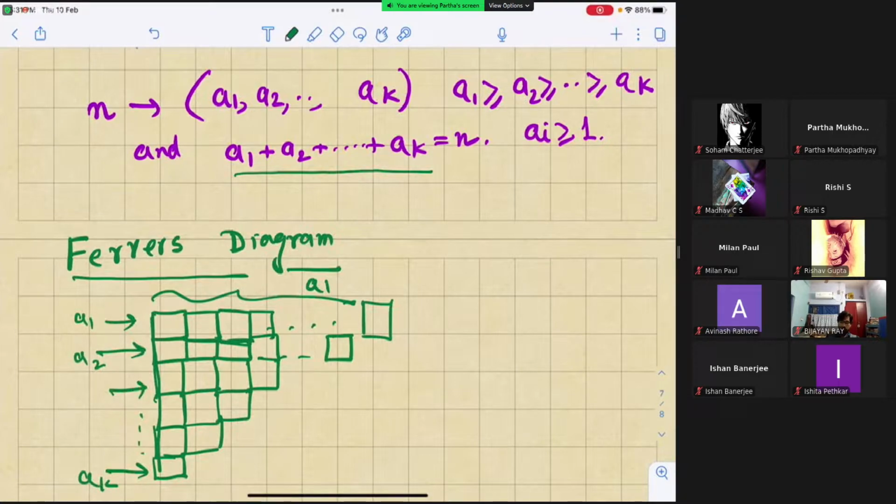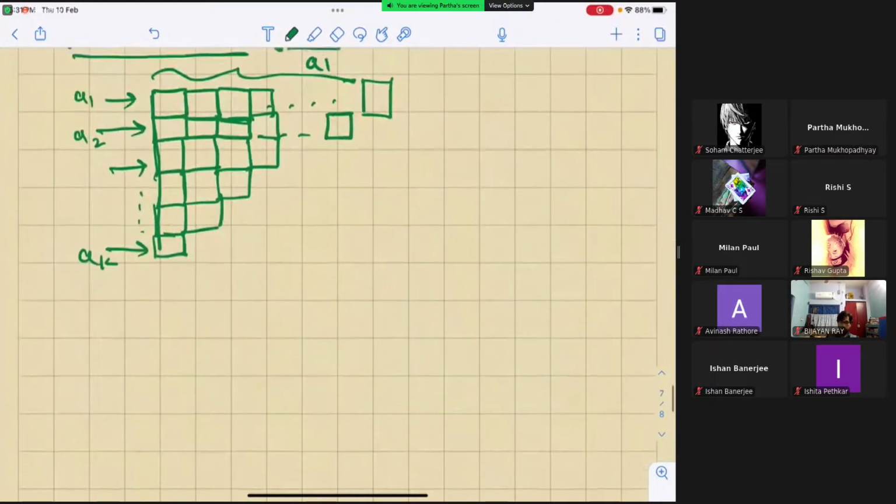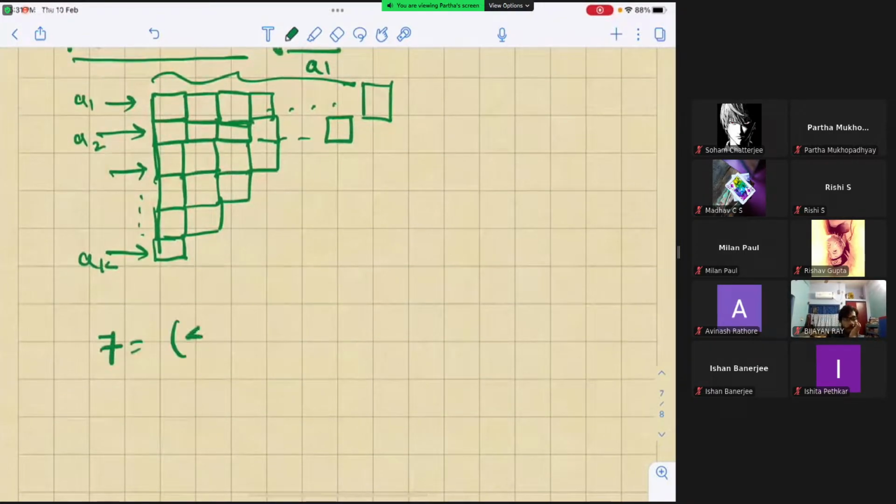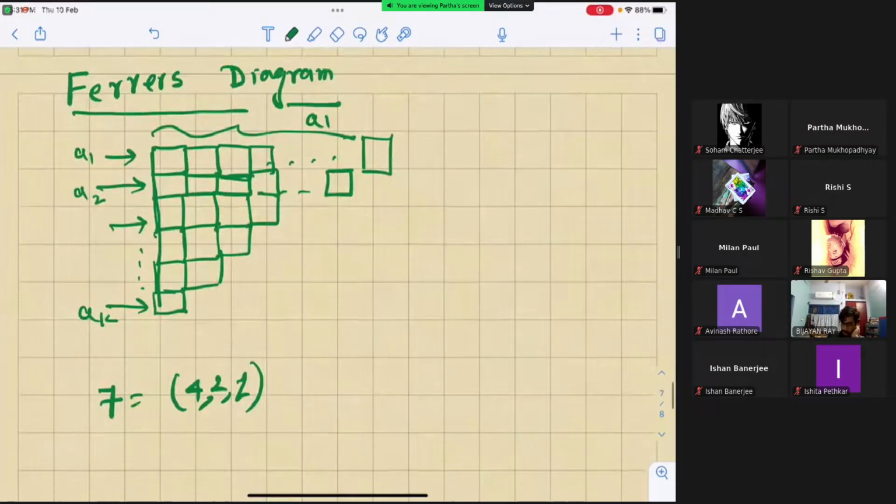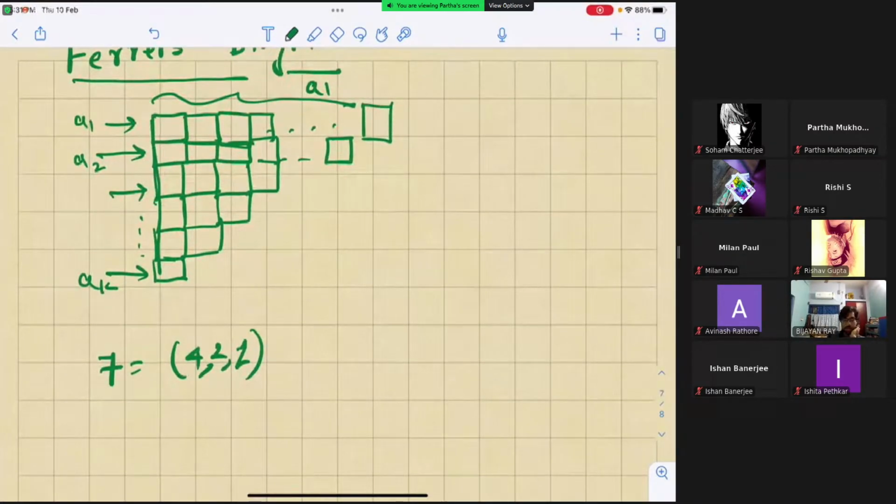Apparently, this picture is extremely interesting in combinatorics and in many other places. For example, if you take 7 equal to 4 plus 2 plus 1, whatever you choose, that number. So this is just an example. You can draw the Ferrers diagram for it: 1, 2, 3, 4. Is it the same as the Young tableau or something? Yes, it's close to that.